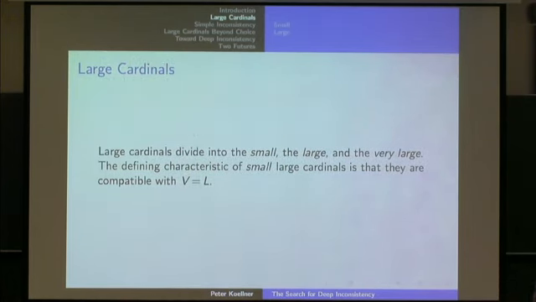Okay, so I'll continue the review in the second section by just reminding you a bit about large cardinals. The large cardinals divide into the small and the large, and there's also the very large, which I'm going to be discussing today. The defining characteristic of small large cardinals is that they're compatible with V equals L. I'm just going to take that as my working definition.